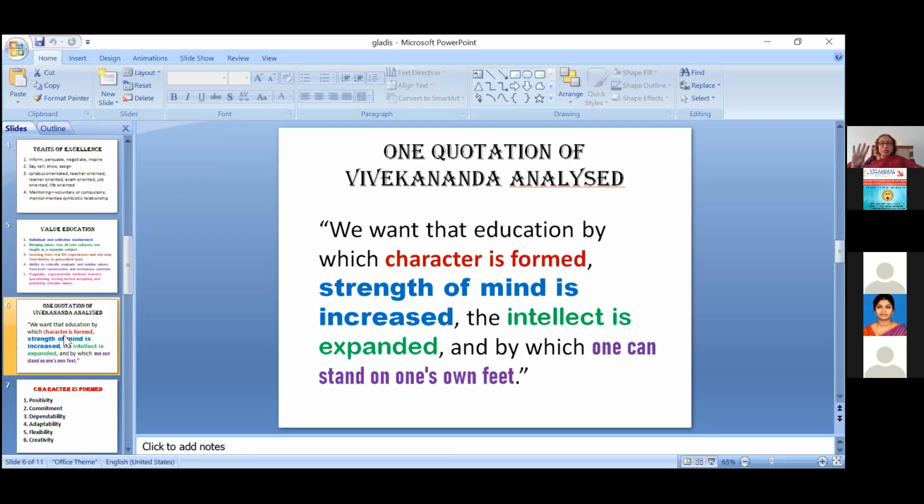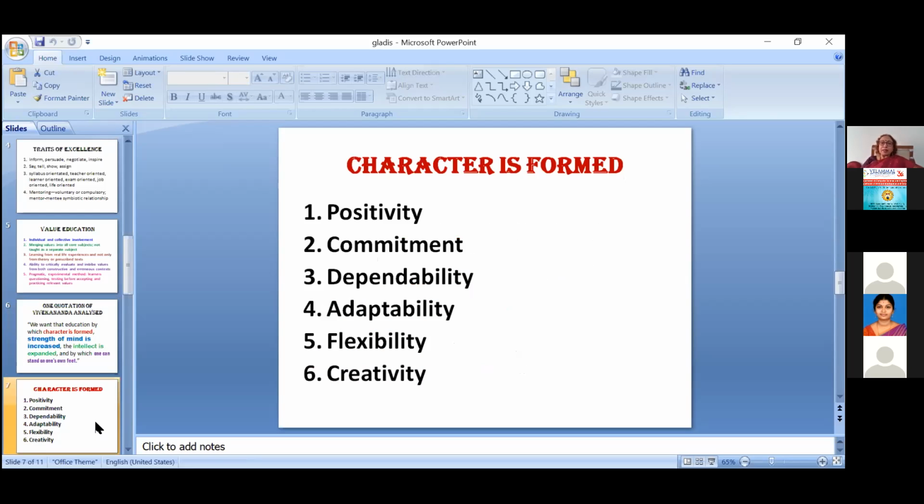So we require four things in education. Character is formed, strength of mind is increased, intellect is expanded, and one can stand on one's own feet. This is a very, very popular definition. He has given many hundreds of definitions, but I'm only talking about this one. So there are four points here. I have four slides to project for you, each slide talking about one idea.